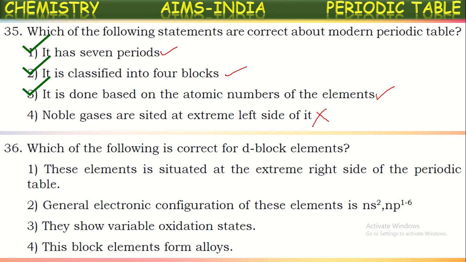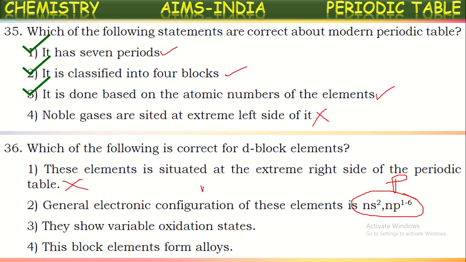Next one, which of the following is correct for d block elements? See, what about d block elements? These elements are situated at the extreme right side of the periodic table. No, because they are in the middle, not at the right side. General electron configuration of these elements is ns2 np1 to 6. No, it is the p block elements' general electron configuration.